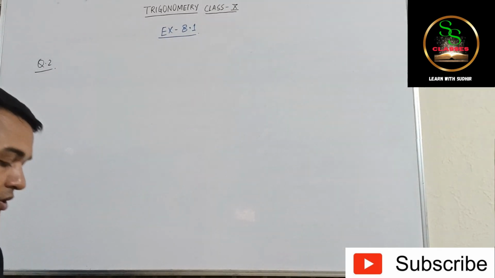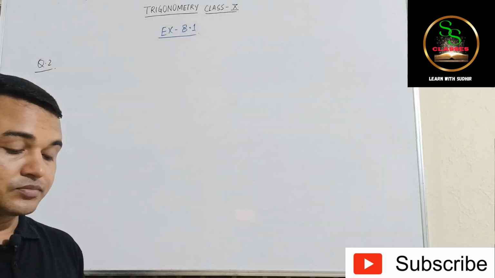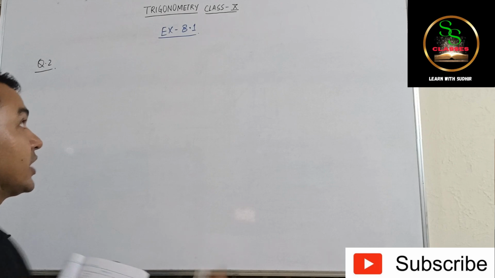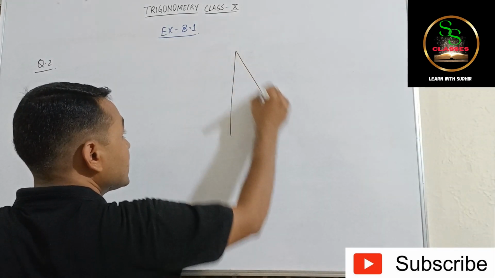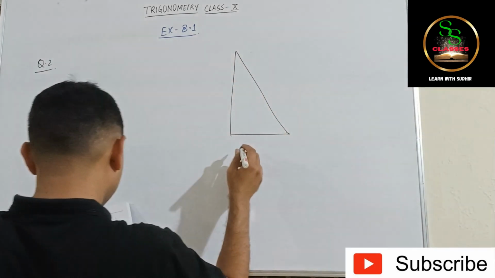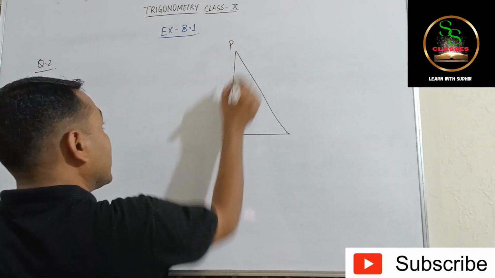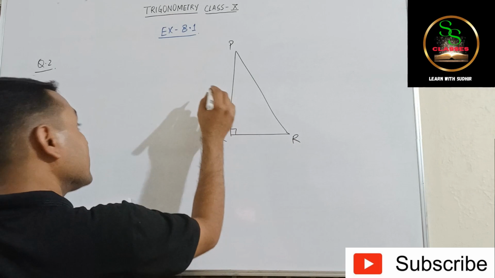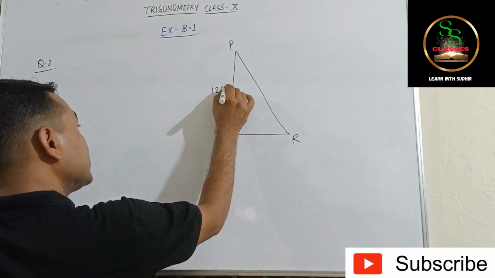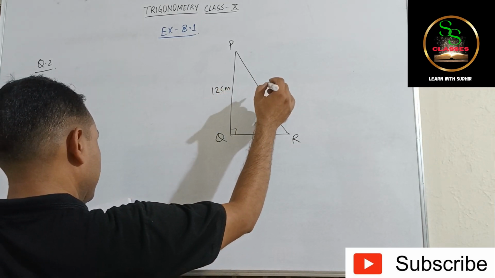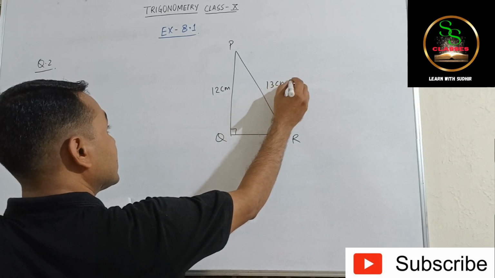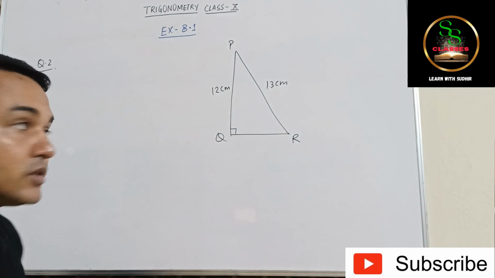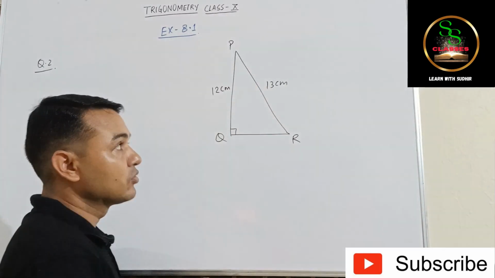Question number 2. The figure they have given us. In the figure, find tan P minus cot R. So they have given one figure in which angle is right at Q. PQ is 12 centimeter and PR is 13 centimeter. As you all know, first we have to find all the sides of the triangle. So what we will do? We will use Pythagoras theorem.